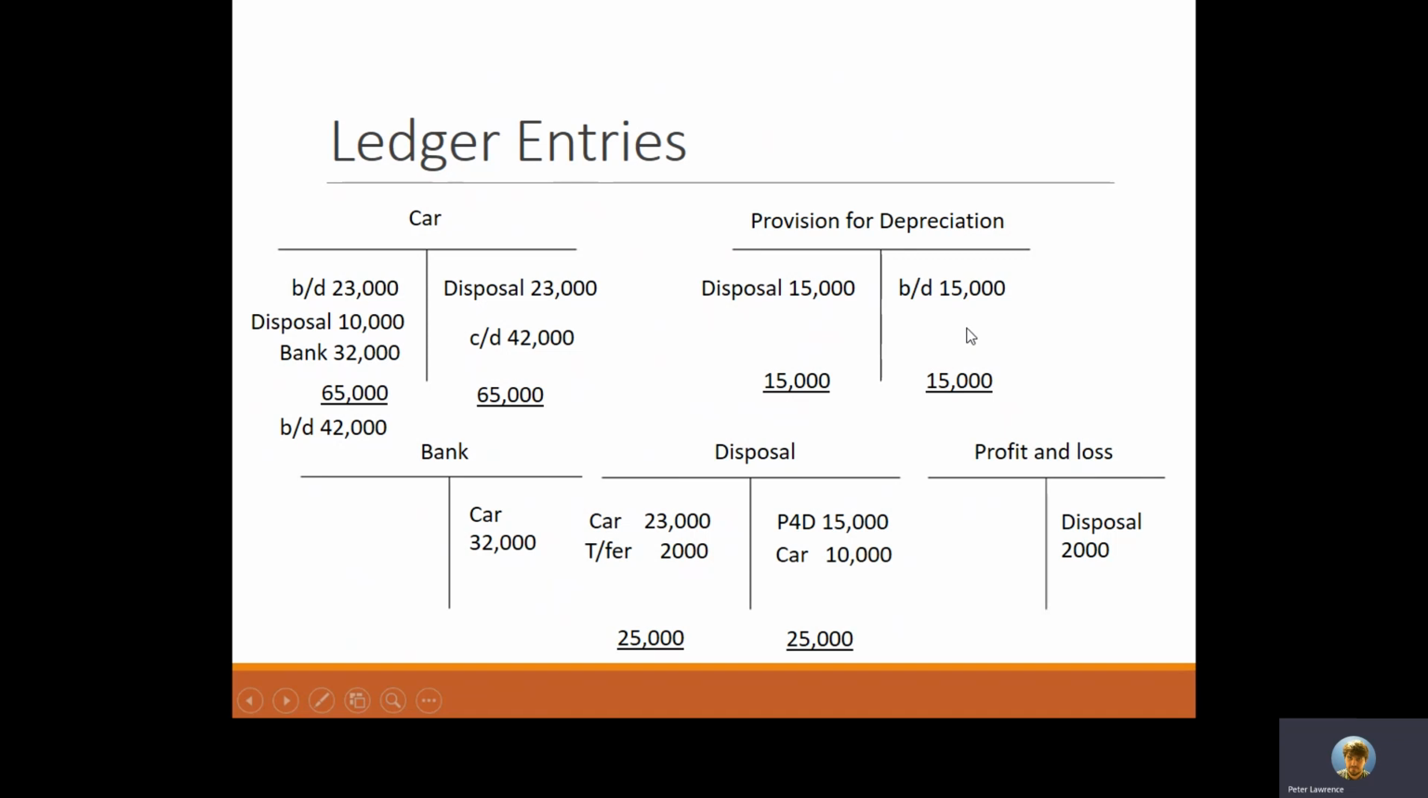So that's the car balanced off, provision balanced off, bank doesn't need balancing off. Disposal. So remember, we put the car in that we sold, 23,000. We put the provision in onto the credit, and then we received £10,000 as proceeds as a part exchange towards the new car. So in balancing off that account, again, we got that £2,000. It appears on the debit. So we debit the disposal and credit the profit and loss. And that means we've made a profit because items on the credit side of the profit and loss are incomes.